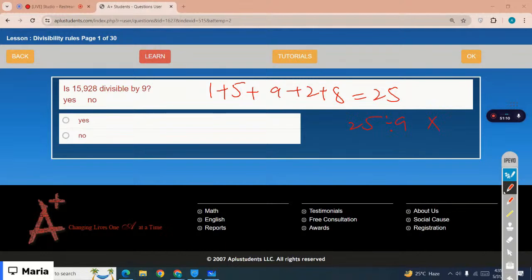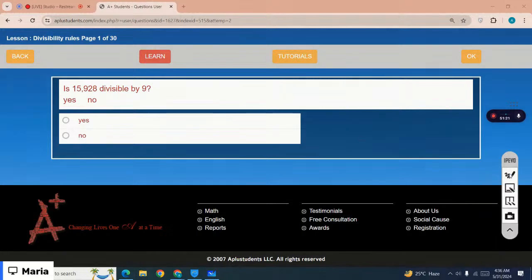If the sum of the digits of a number is divisible by 9, the number is divisible by 9. So this is not divisible by 9. The correct option is no. Got it?